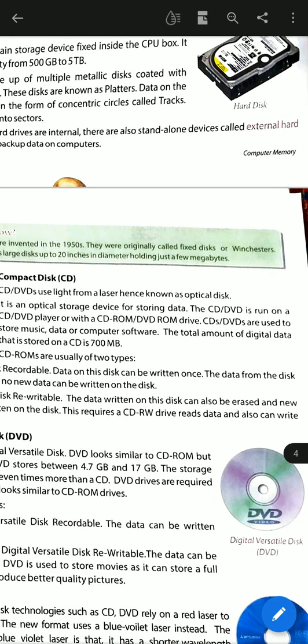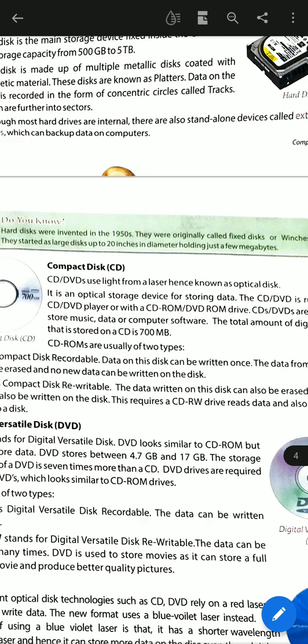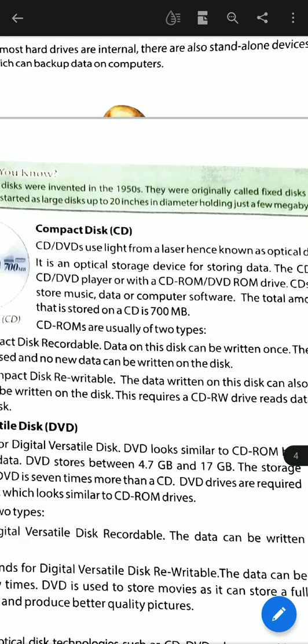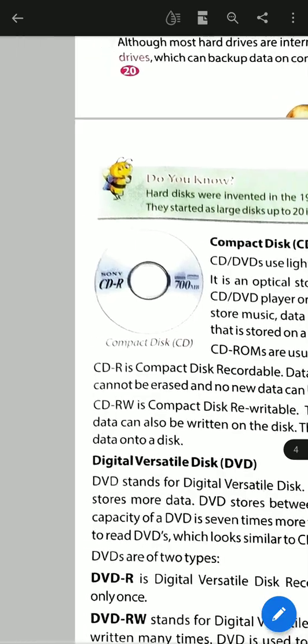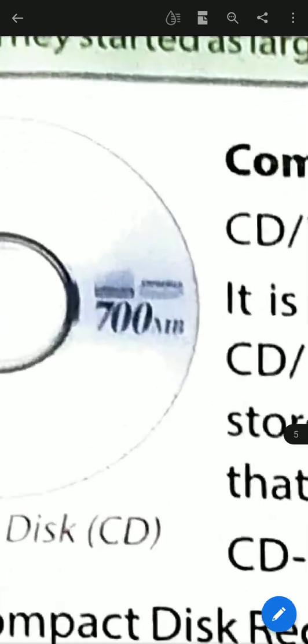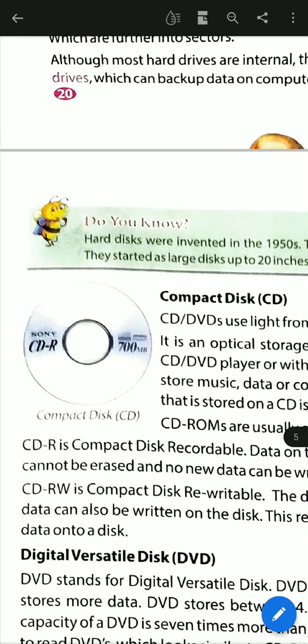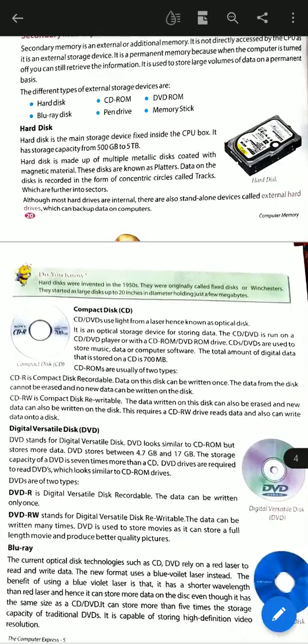The total amount of digital data that is stored on a CD is 700 MB. So students, the capacity of a CD is 700 MB. You can store only 700 MB of data on a CD disk.